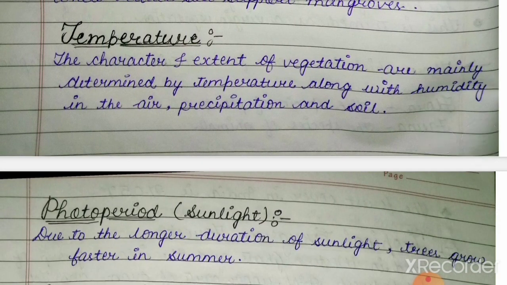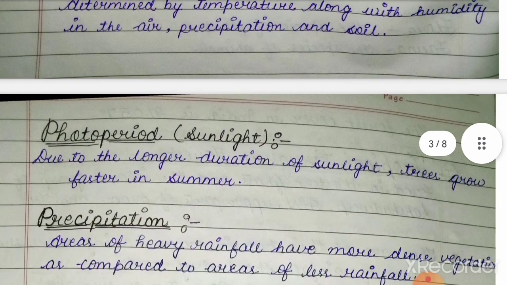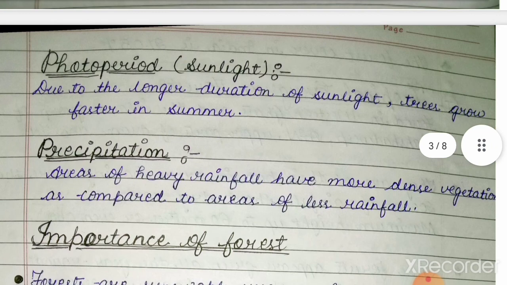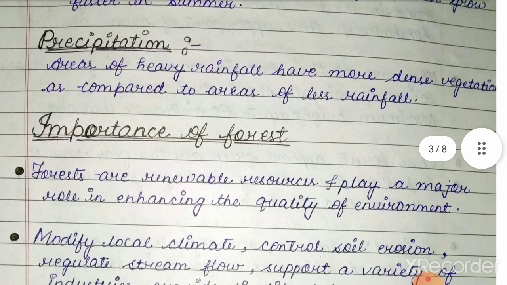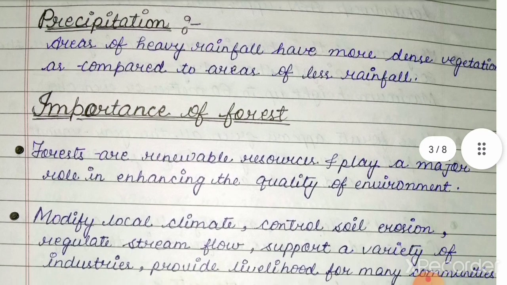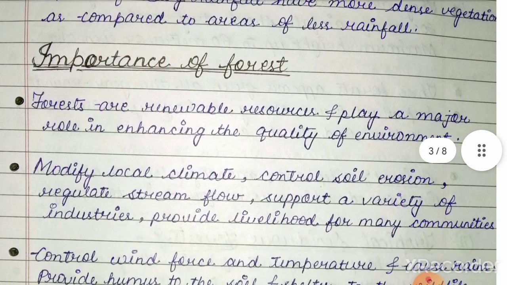How does temperature influence our vegetation and wildlife? The character and extent of vegetation are mainly determined by temperature along with humidity in the air, precipitation, and soil. Photoperiod basically means sunlight. Due to the longer duration of sunlight, trees grow faster in summer because trees need sunlight to grow. And precipitation means rainfall: areas with heavy rainfall have more dense vegetation compared to areas with less rainfall.